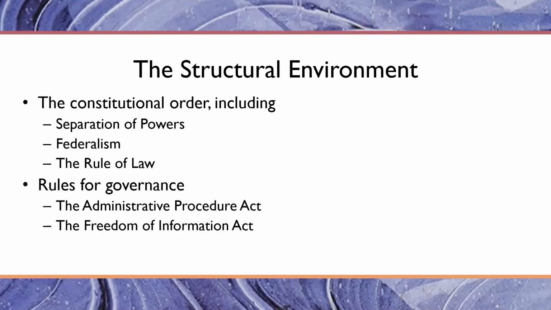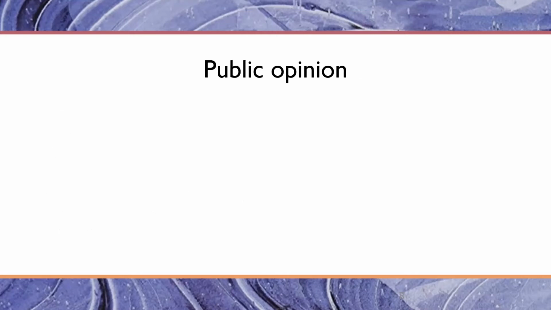There are a lot more that I could have discussed here. The rules of how the Congress works, how the House and Senate do their business, how the individual states do their business, things like that. But this is a general overview of the structural environment. But now we're going to talk about an input. And the first input I want to talk about is public opinion.